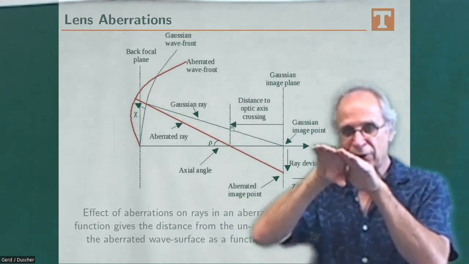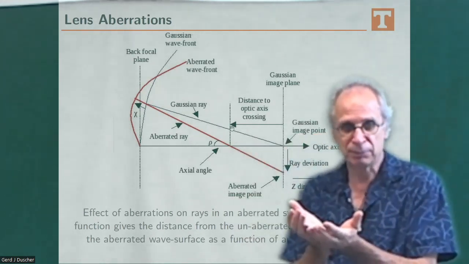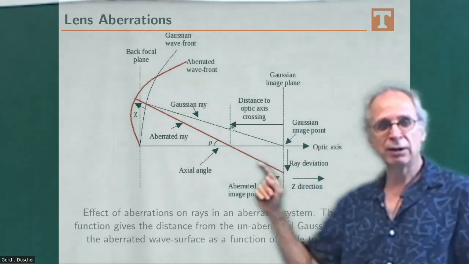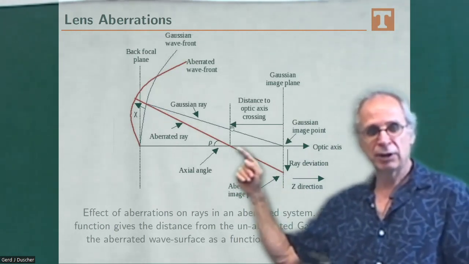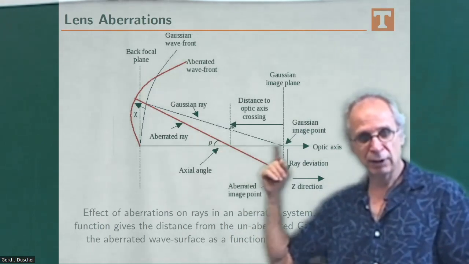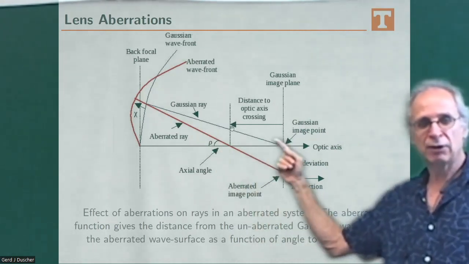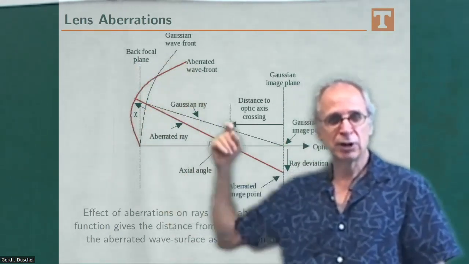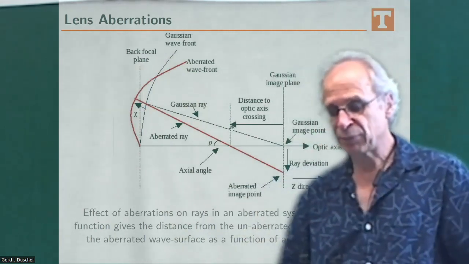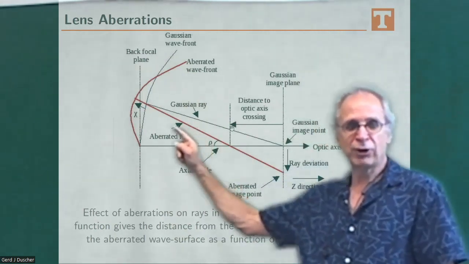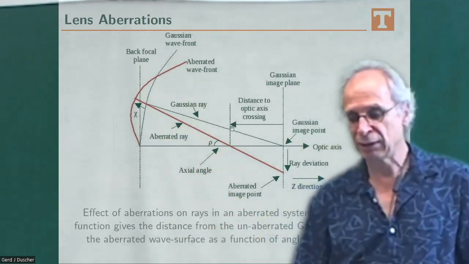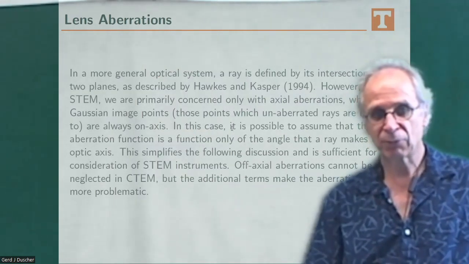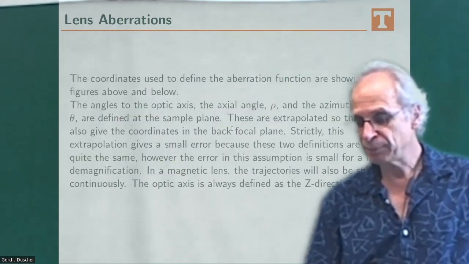So, and that means that all of the rays lie on a sphere, and any deviation from this sphere-like shape will show us a deviation from our back focal plane. And we can look at that as an aberrated wavefront. So instead of having a sphere, we have something aberrated. And the aberration function is the deviation from the perfect sphere from what we have. So this is the aberration function.